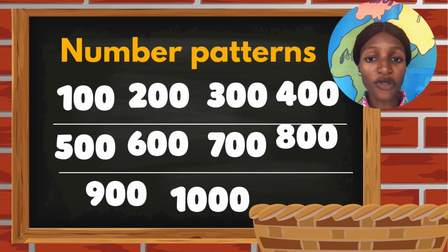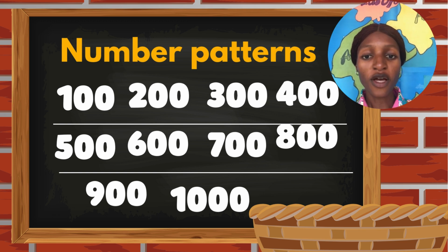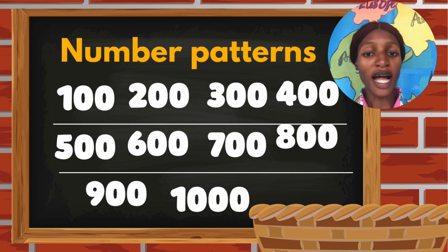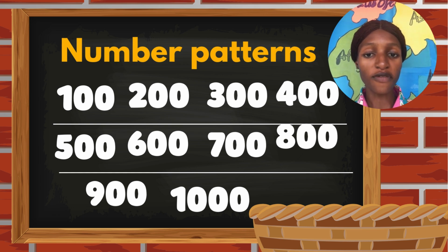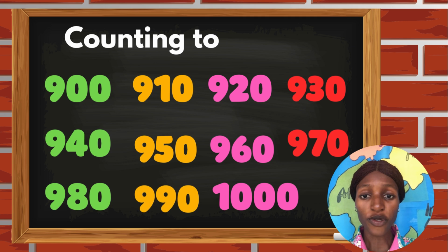Now, let's study the number patterns. You can see 100, 200, 300, 400, and 500. What number do you think is added? Hundreds. 100 is being added to each number, so it goes to 400, 500, 600, and the rest.